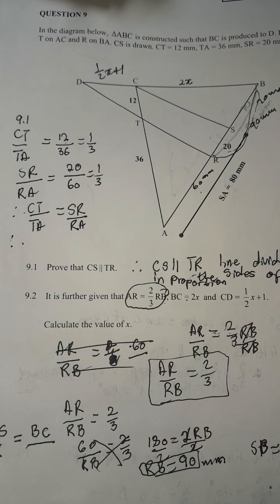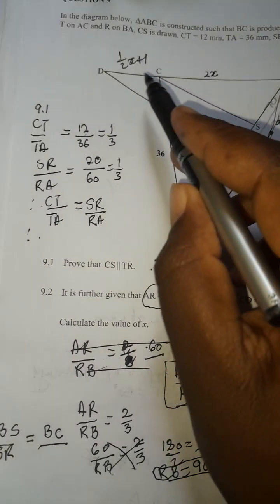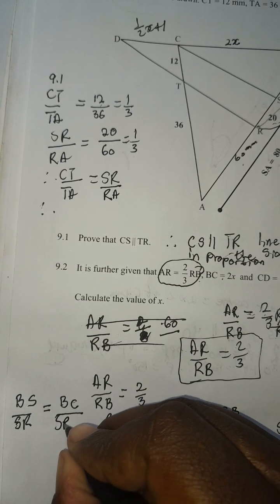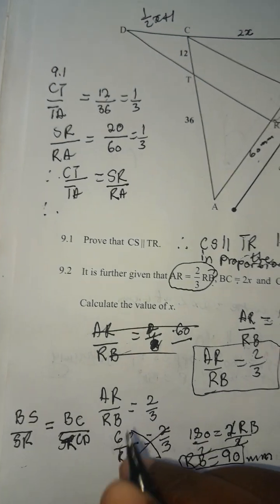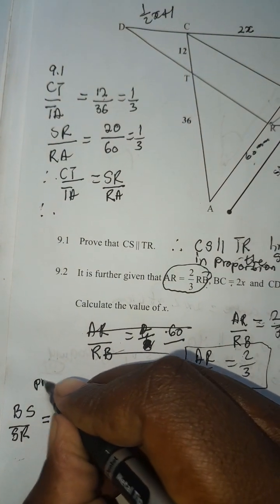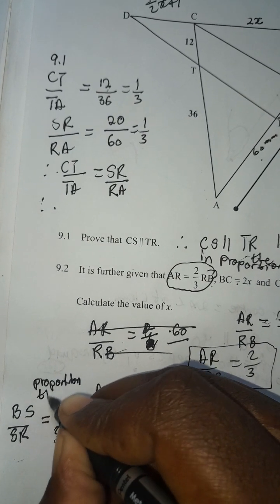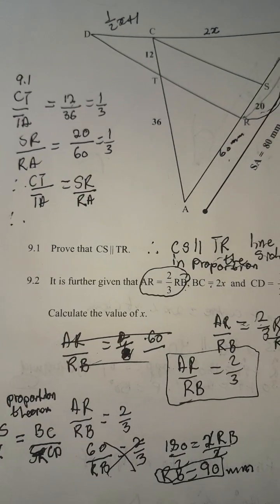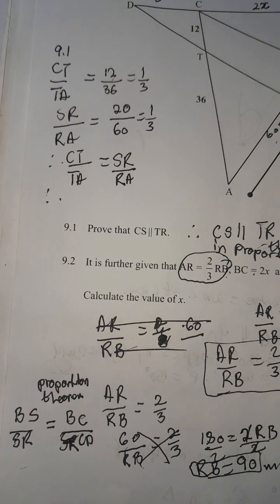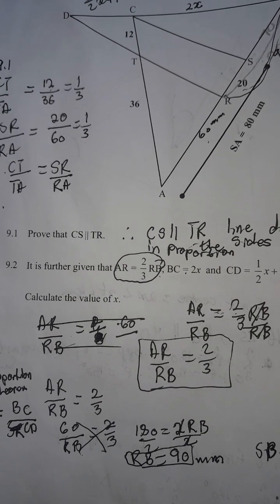And then we have SR. SR is in proportion with CD, this SR and CD as well. So the reason will be the proportion theorem. So let me write in a clean space so that we can be able to solve x. All right, guys, let me write 9.2 on a clean page.